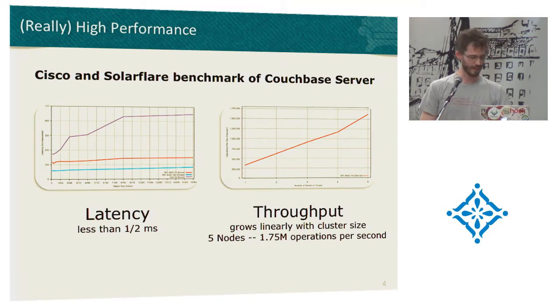So we had Cisco do this benchmark where they couldn't get it to be slower than half a millisecond for response times. This is with large objects, small objects, bad network cards, good network cards. We're talking a few microseconds, maybe like 300 microseconds for the slow stuff. And the throughput on a 5-node cluster is something like 1.75 million operations per second. So that's also pretty fast.